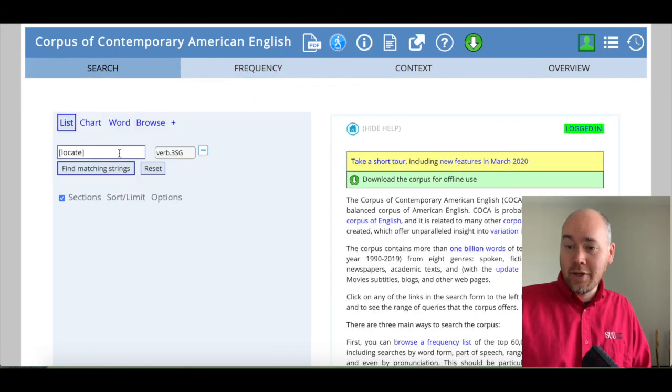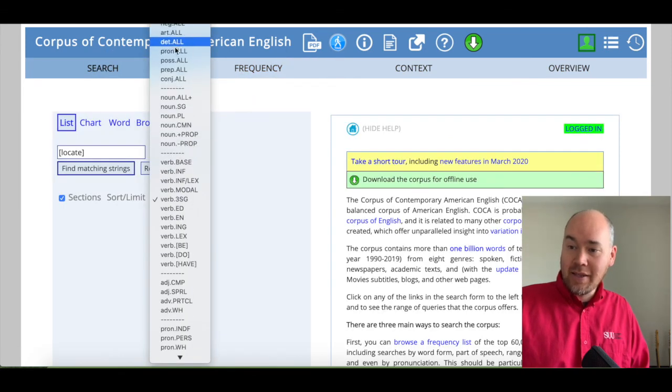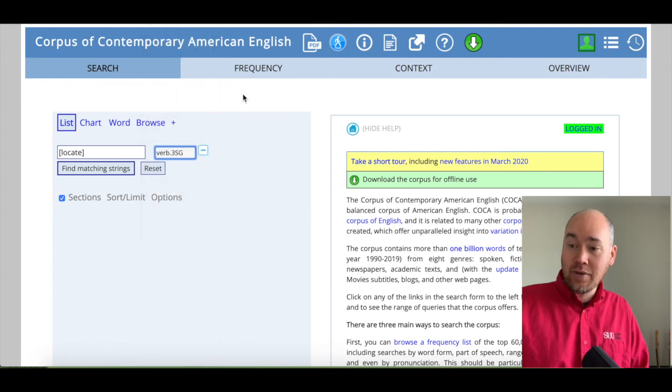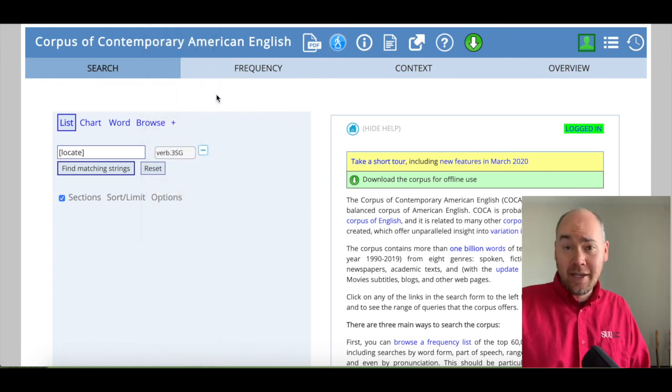All right, so I hope that explained a little bit of how to use these part of speech tags when you use COCA. And that's the last COCA video, so enjoy.